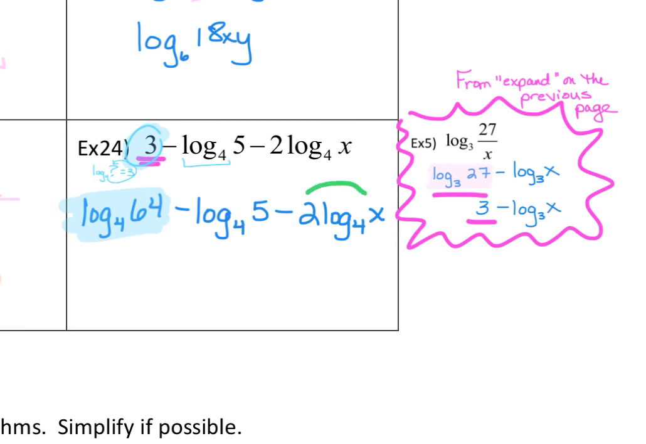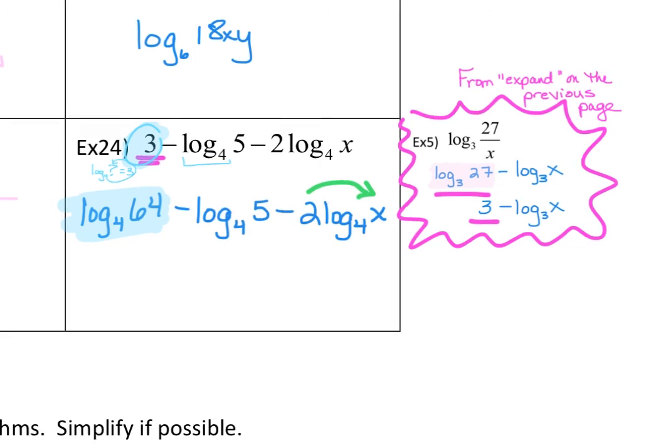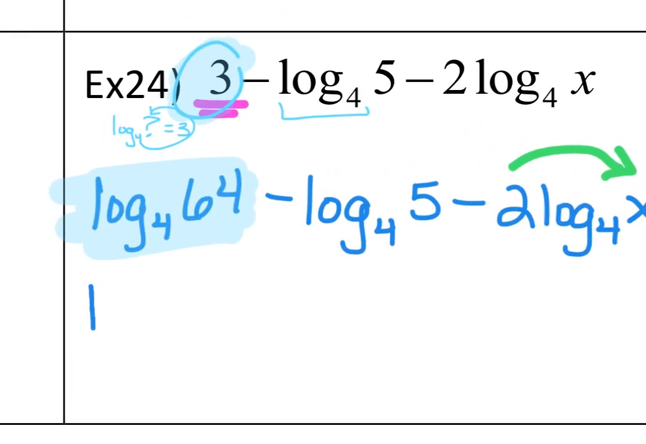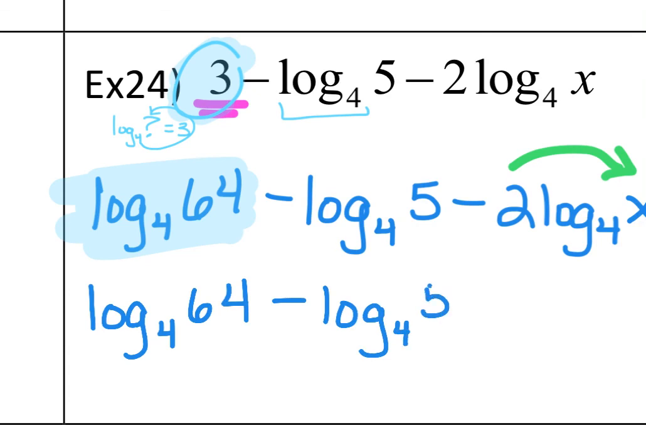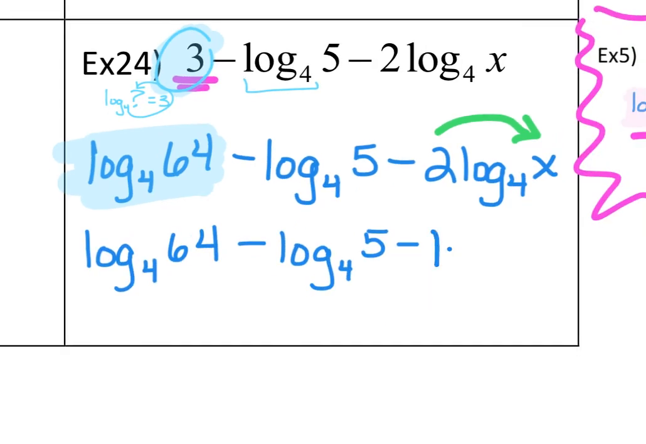Now, the next thing I see is that I have a coefficient on one of the terms, and so that needs to be written as an exponent. So log base 4 of 64 minus log base 4 of 5. I'm just going to write the rest of it down. Minus log base 4 of x squared. And then notice that these two terms have a minus sign before the logarithm, and so the 5 and the x squared go in a denominator.